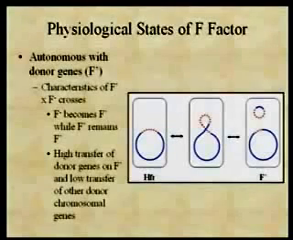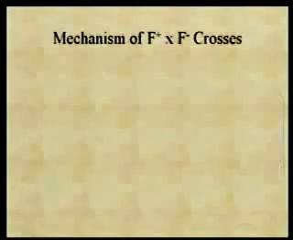So in crosses of the type F prime by F minus, in this case the F minus will become an F prime, the F prime will remain an F prime, and there's going to be a high frequency of transfer of those donor genes that are carried by the F prime factor, but low frequency of transfer of other donor chromosomal genes. Okay? All right, so now let's go look at what happens mechanistically, what happens in this process, and see how we can explain these various characteristics.